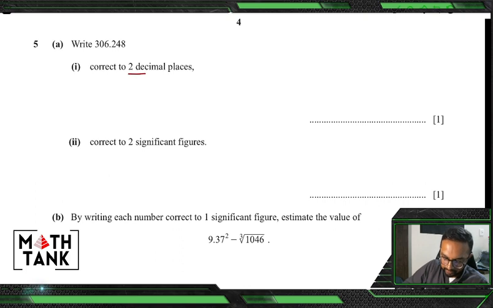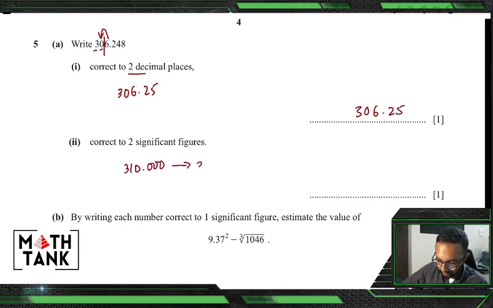Then it says correct to 2 decimal places, so I'm going to put a boundary there, and then I'm going to round off. Rounding this off gives me 306.25. That's correct to 2 decimal places. Correct to 2 significant figures. So now I start counting my significant figures. 3 is significant. This 0 is also significant. You should know that because it occurs between non-zero numbers. So then I have to put a line there, round this off, so this becomes 310.000 or just 310.